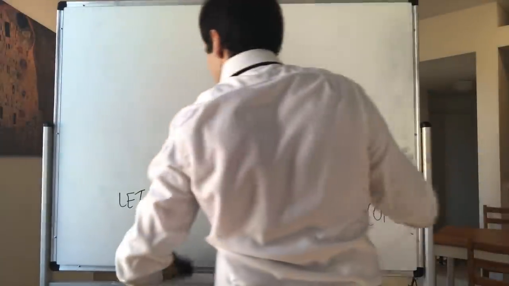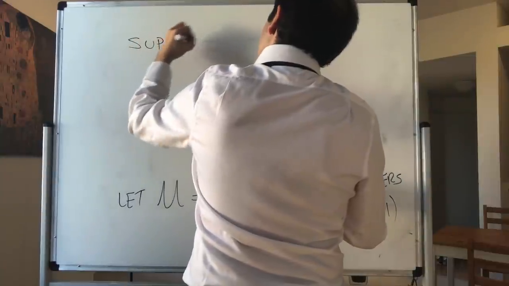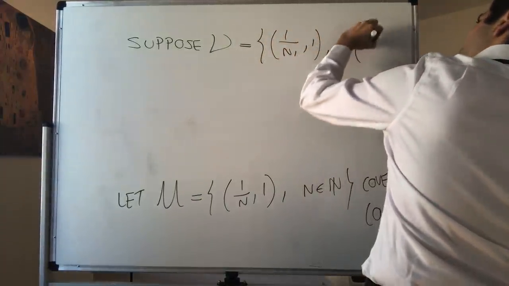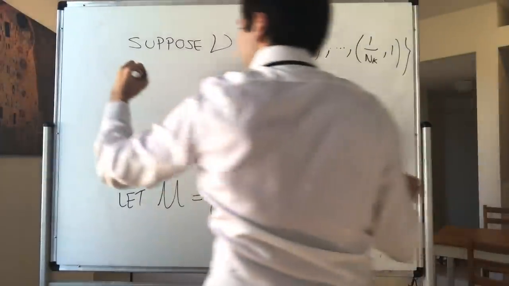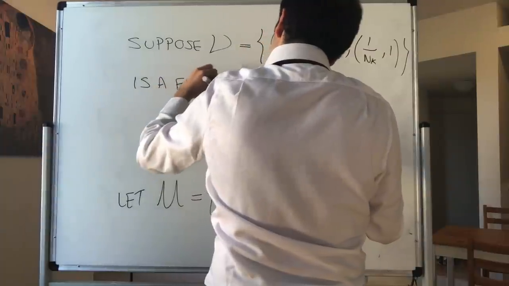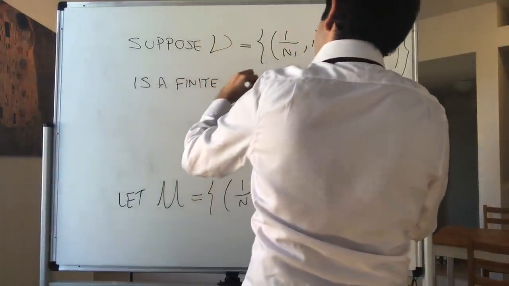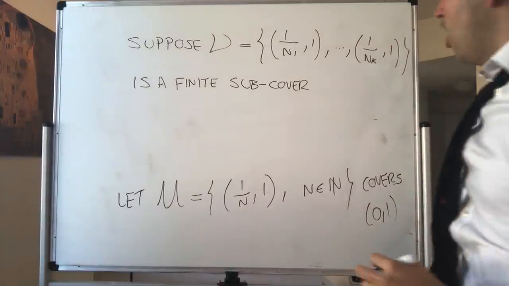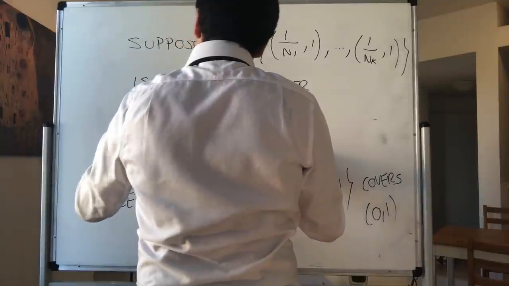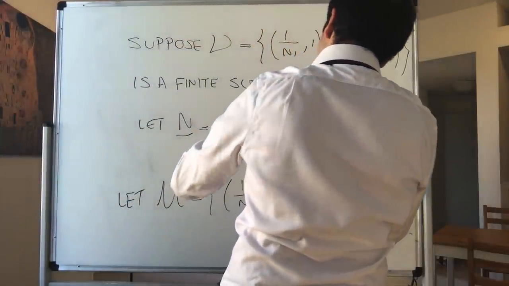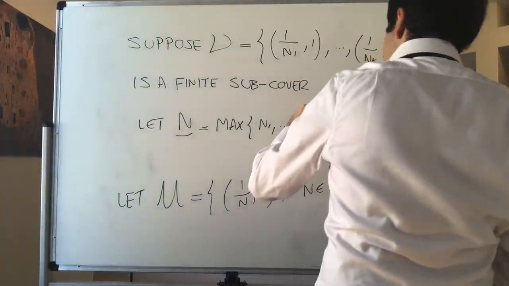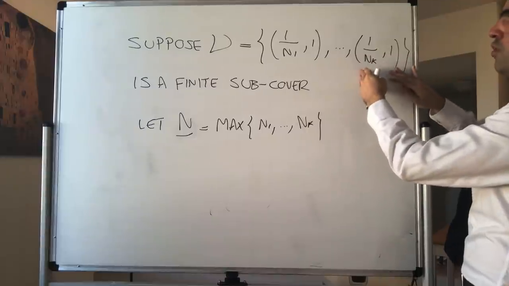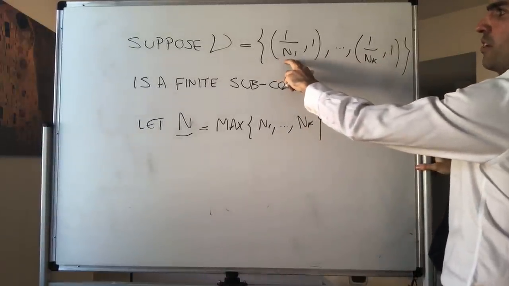So suppose V, which is, if you want, 1 over n_1, comma 1, dot, dot, dot, up to 1 over n_k, comma 1, is a finite subcover. Then, just as before, let capital N be the maximum of n_1 up to n_k, which again is finite. Then, just as before, all those intervals are inside the interval 1 over capital N, comma 1.